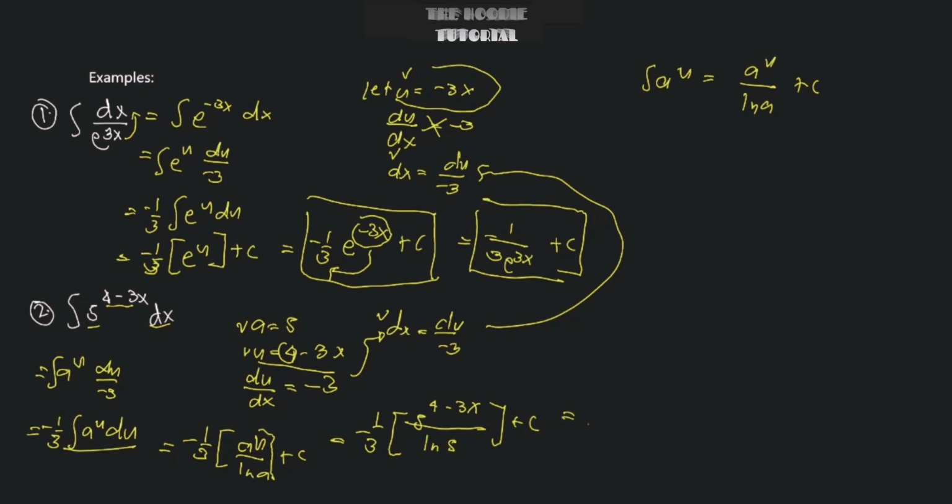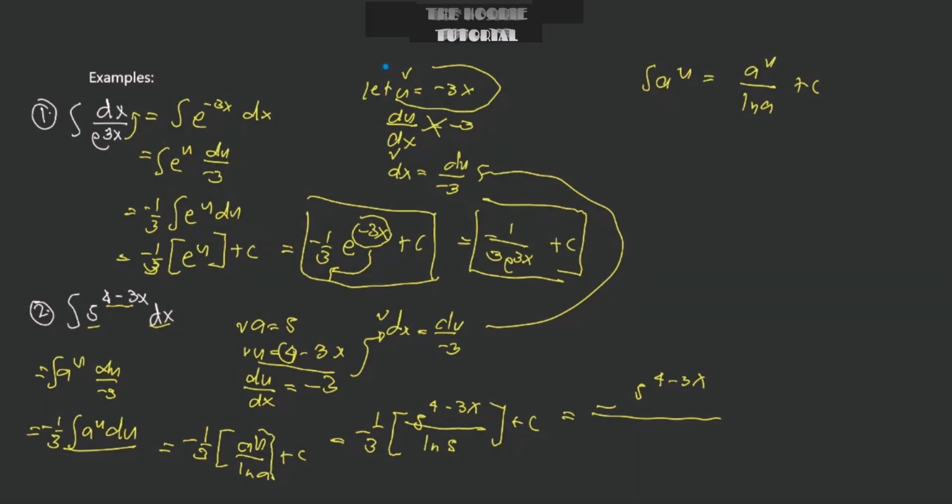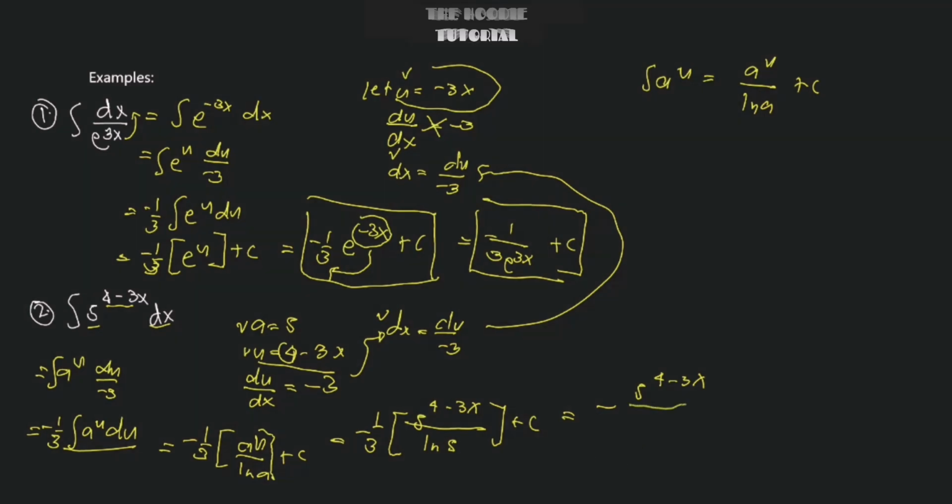So we can simplify this further. That would be negative 1 times 5 raised to 4 minus 3x, which is just equal to 5 raised to 4 minus 3x, and then all over, that is negative, we can put this one right here, all over 3 ln 5. So basically you can simplify this one further, but just for me, I'm going to put it that way, and then never forget plus c. So this would be the final answer for example number 2.